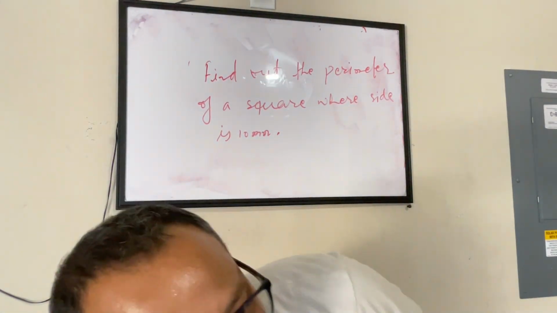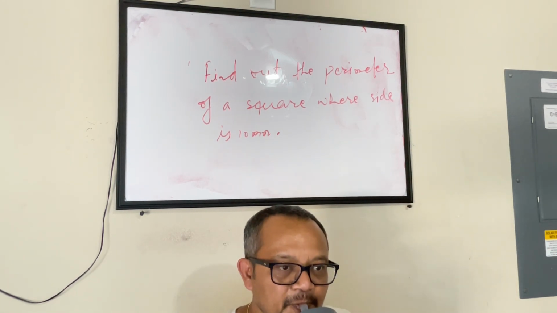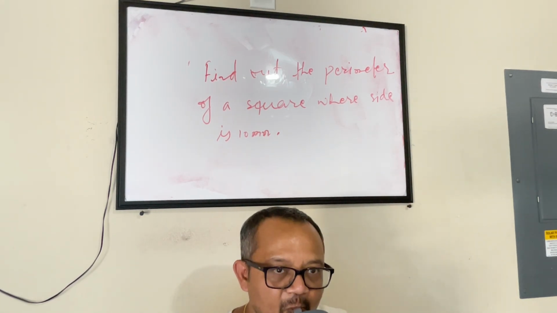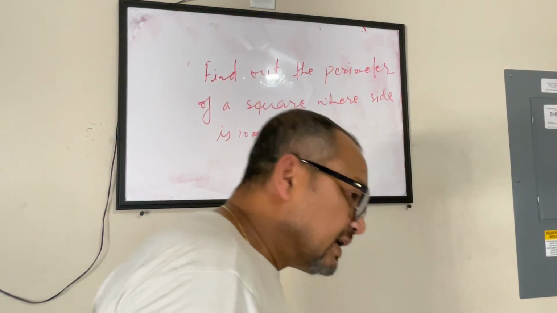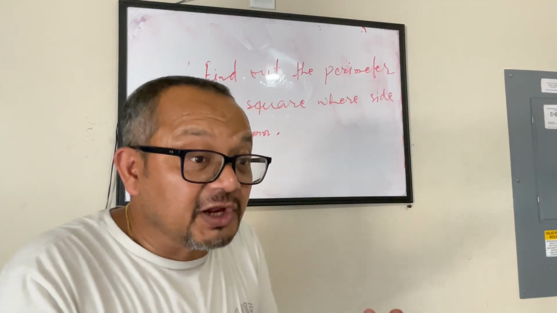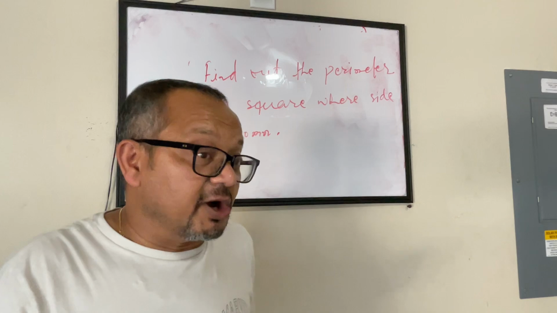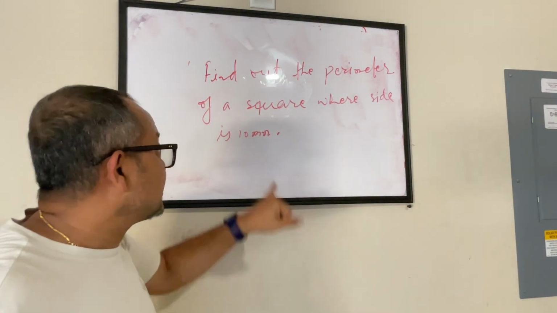Because a square has 4 sides and each side has 10, so we have to multiply 10 times 4. Right. So that is where you are recalling the property of a square, right? I just said square. I said find out the perimeter of a square where the side is 10 millimeter.